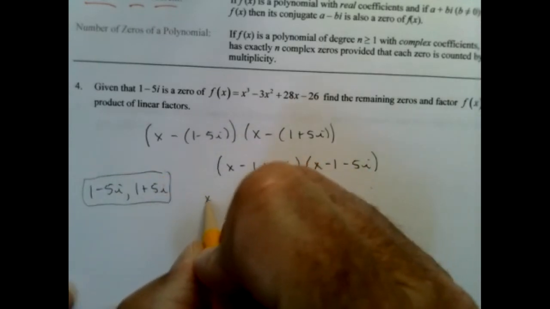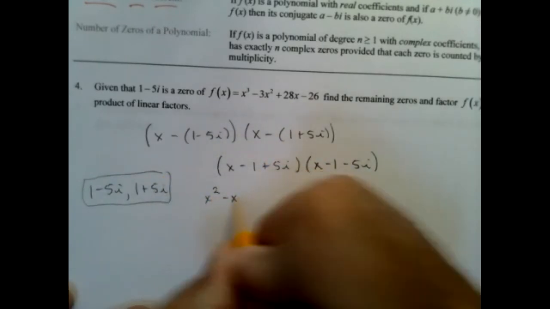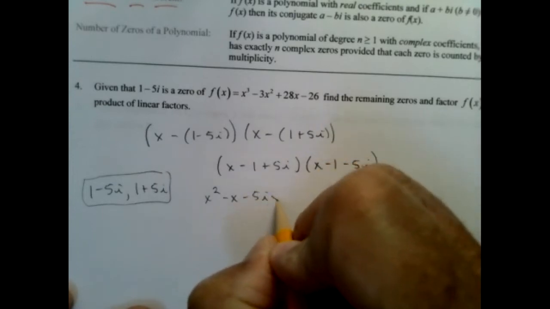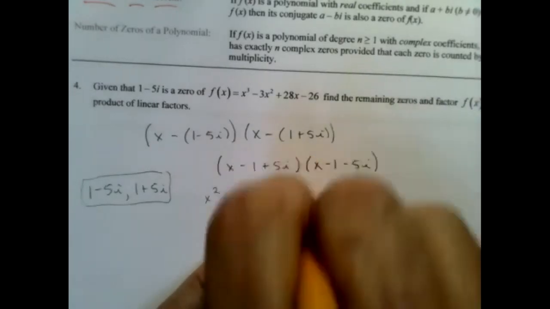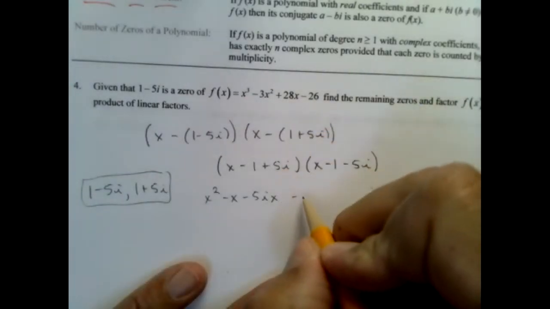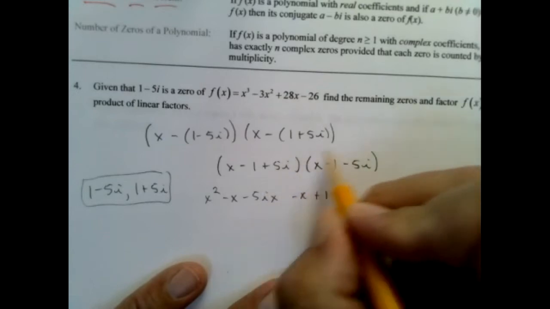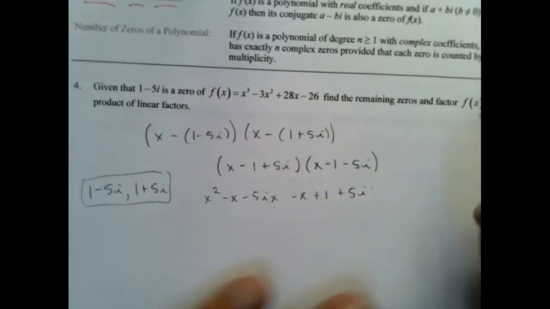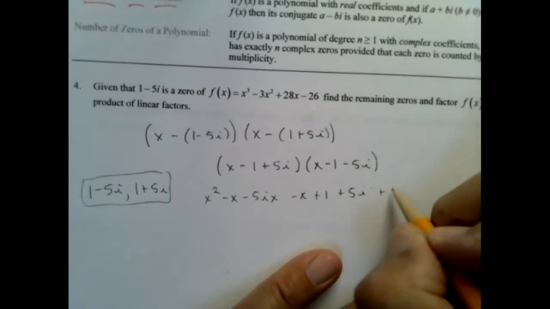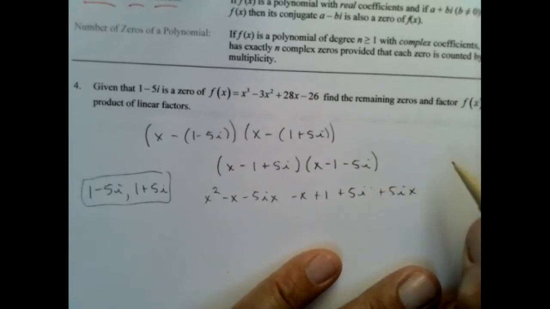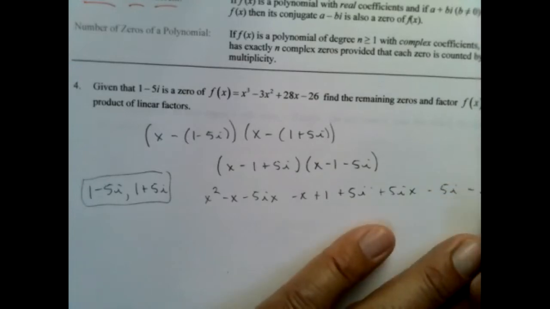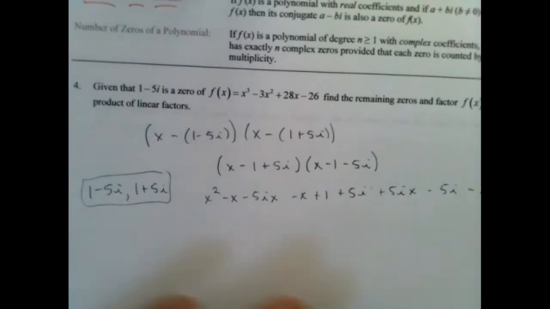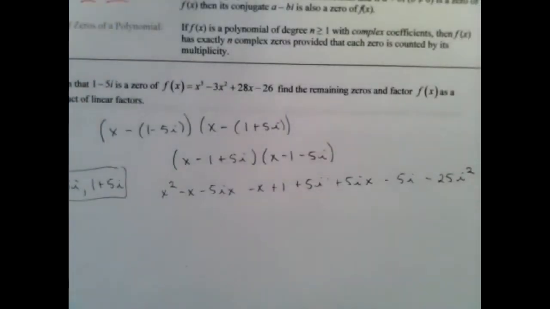All right, so I get x squared minus x minus 5ix, minus x plus 1 plus 5i, and then finally plus 5ix minus 5i minus 25i squared. It's good we learned how to work with the i squareds.